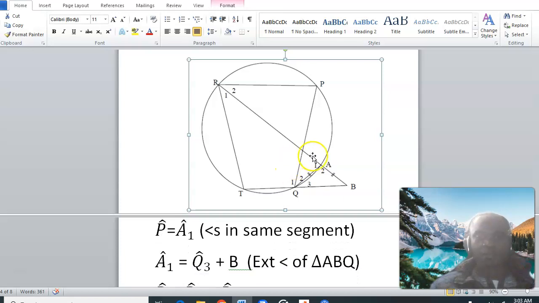Then A1 is equal to Q3 plus B, exterior angle of a triangle. Which triangle are we talking about? ABQ. So A1 is equal to Q3 plus B.